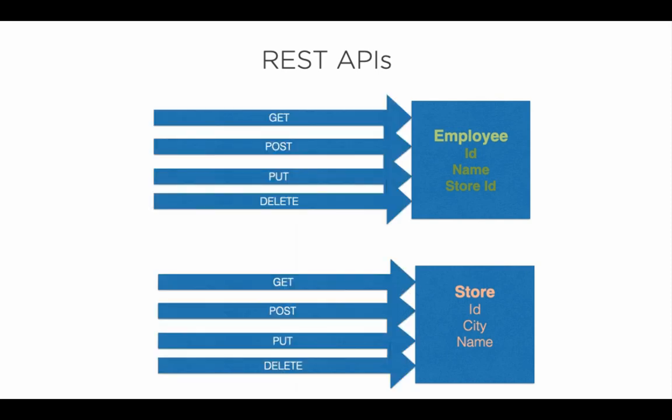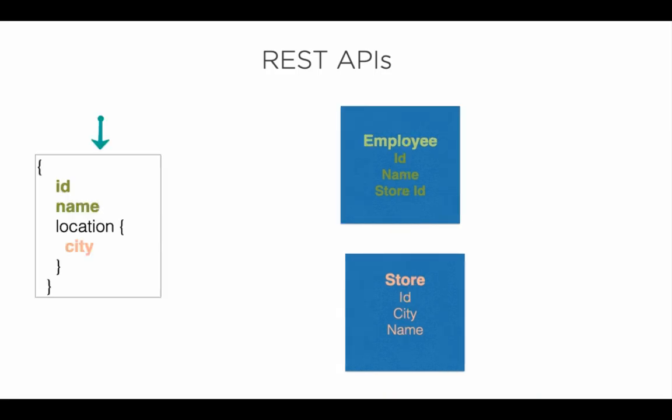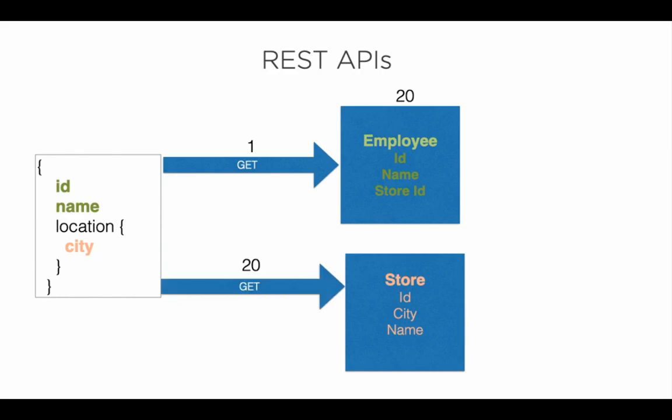Now, we would generally create CRUD REST APIs against each entity with the normal HTTP operations of get, post, put, and delete. Now, let's say our app needs a JSON structure like this, which includes the ID and name from the employee entity and the city from the store entity. Let's say we have 20 employees, so our app will get the 20 employees in one get call, and then for each employee, make a get call against the store entity to get the city. So, 21 calls or multiple round trips to get the required data.